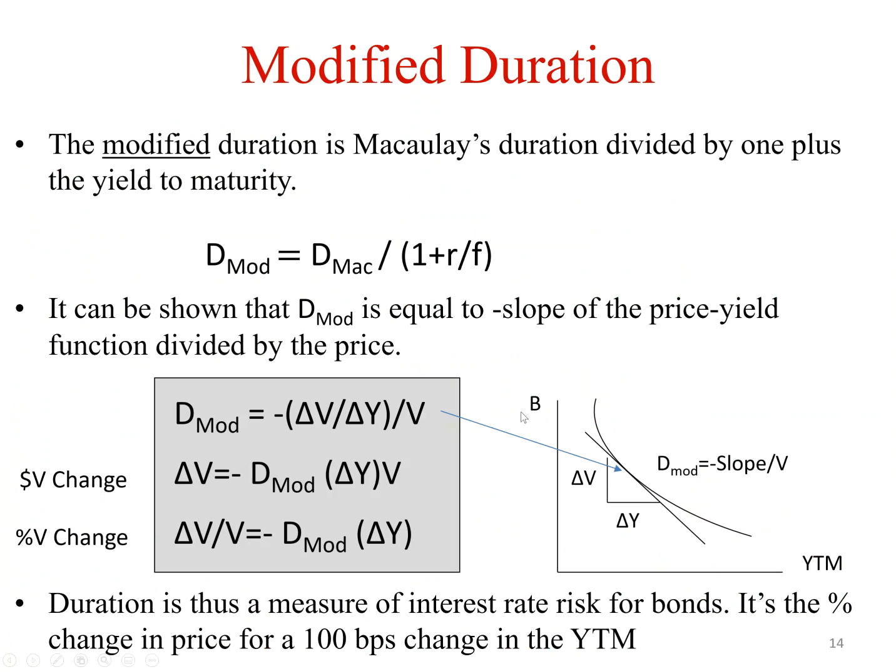Now let's talk a little bit about modified duration. Modified duration is the Macaulay duration over 1 plus R to the F. Now it could be shown that the modified duration is equal to minus the slope of that price yield function divided by the price. In other words, if I were to graph a price yield function of a normal bond, I'm going to get an inverse relationship between price and yield. If I were to look at the slope at the current price and yield, if I take the minus of that slope and divide by the value of the bond, that is going to give me the modified duration.